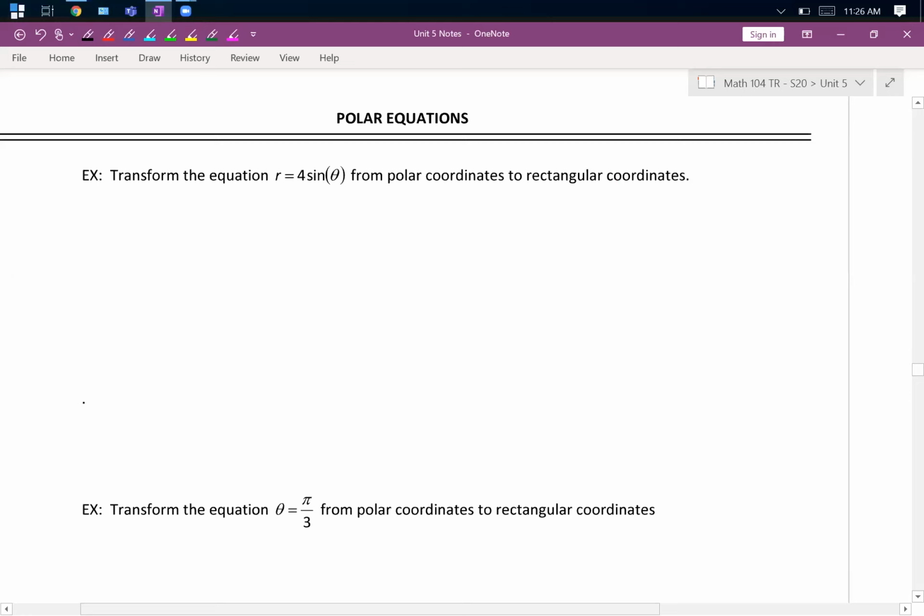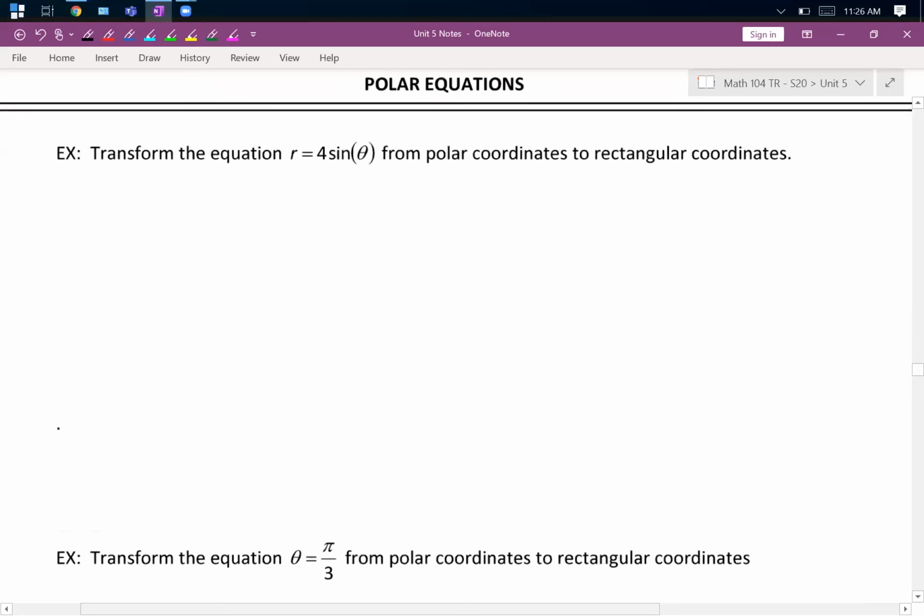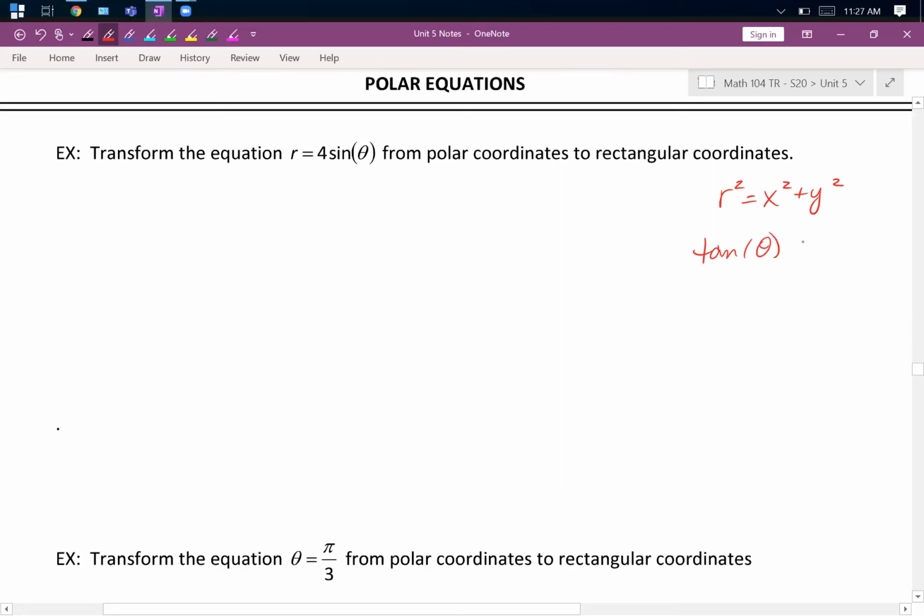Let's try a couple more then. Let's transform the equation r equals 4 sine theta from polar to rectangular. So now we're going the opposite direction, so we're going to be using our other two equations. We're going to be using the fact that r squared equals x squared plus y squared, and we're going to be using the fact that tangent of theta is equal to y over x.